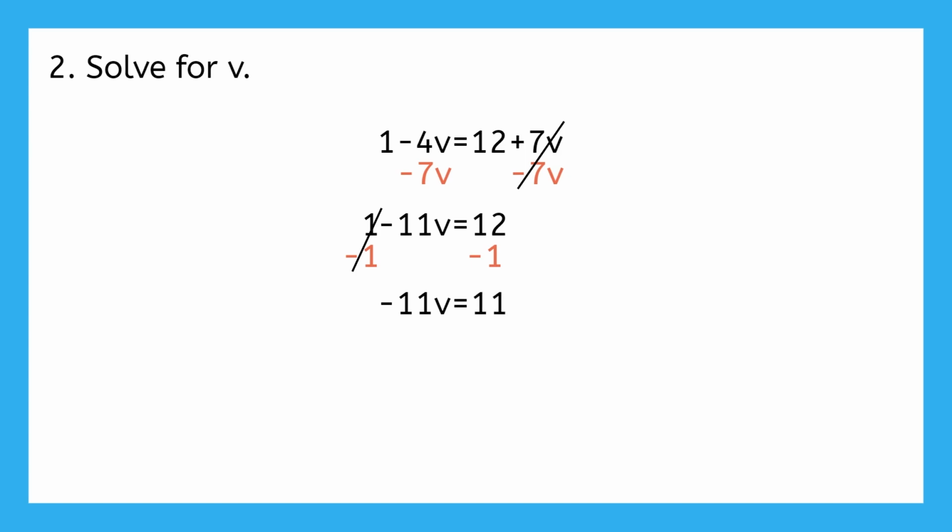Now all that's left is to undo that coefficient by dividing both sides by negative 11. On the left, negative 11 over negative 11 makes 1, but I don't need to write the 1, so this is just v. And on the right, 11 over negative 11 makes negative 1. So our solution here is that v is negative 1.